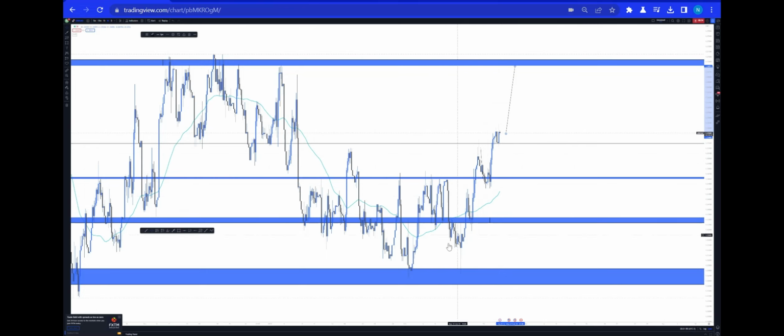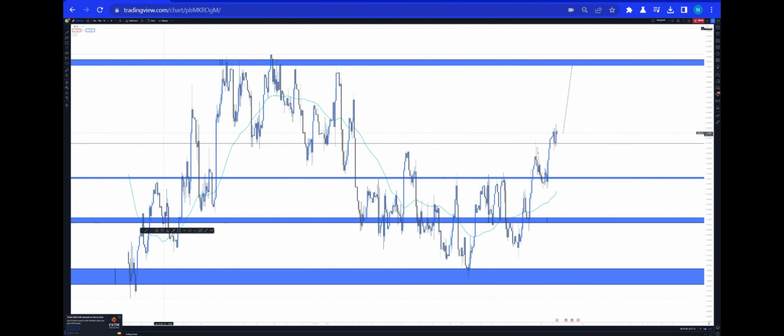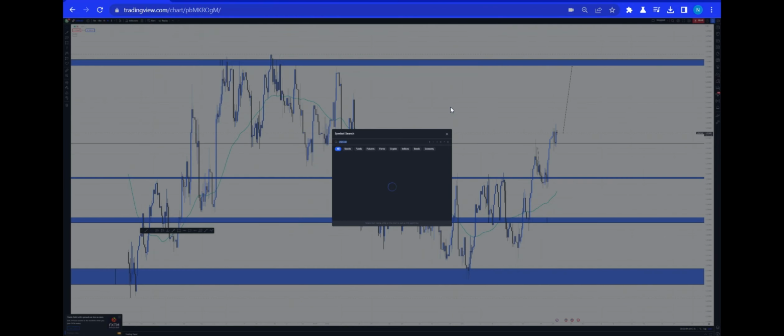He saw an inverse head and shoulders. He saw a head, a shoulder, and a neckline. He expected a break and a retest, which is what happened, and the market is still pushing up all the way until that level. So this is just a quick update that I'm giving you on what Mr. Shah was actually looking for.